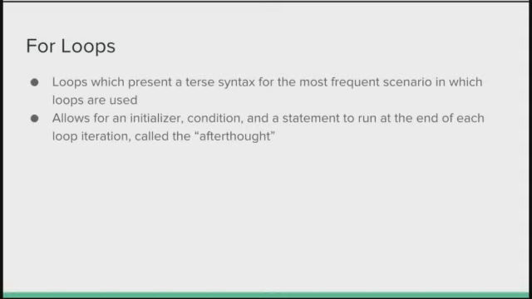Moving along. For loops. For loops are the most common kind of loop. You don't see while loops nearly as much. But you see for loops. And they present a terse syntax for the most frequent scenario in which loops are used. They allow for an initializer, a condition, and then a statement to run at the end of each loop iteration called the afterthought, which is interesting. I never heard of that before doing my research on Wikipedia for this.